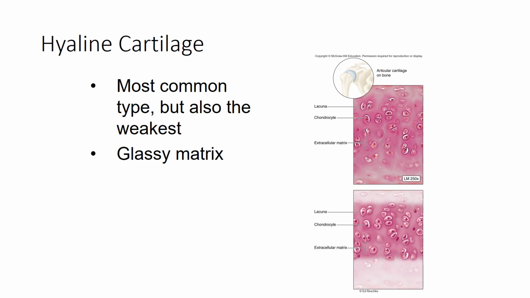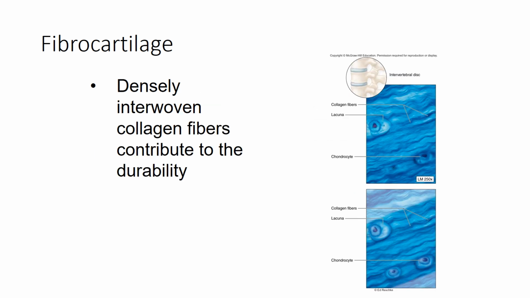Hyaline cartilage, the first type of cartilage, is going to be the most common, but it's also the weakest. When we look at it, it has this beautiful appearance, and it looks almost like glass under the microscope. An example is the articulating cartilage on bone. Next, we have fibrocartilage. This is going to be the densest of the cartilage and so the strongest. It has interwoven fibers, and here we have this regular appearance. Some areas we find this in would be the intervertebral discs, in between our vertebrae, and also within the menisci of our knee.